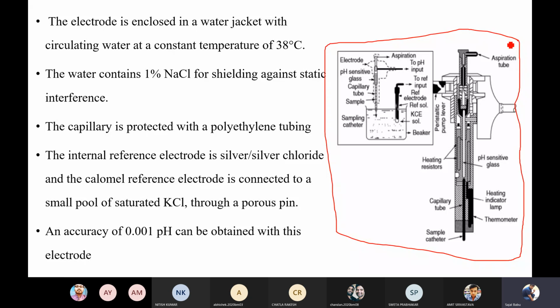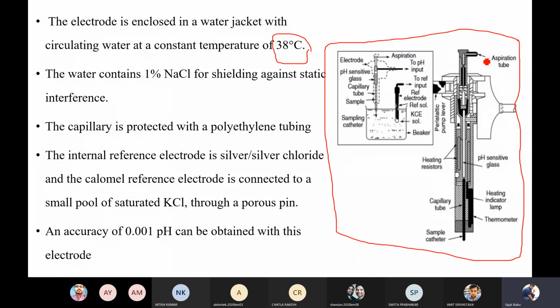Yes, sir. Okay, so the image that I have drawn is the glass electrode pH measurement device. This complete electrode is enclosed in a water jacket, and the water will be circulating around it, and the temperature will be maintained at 38 degrees centigrade.